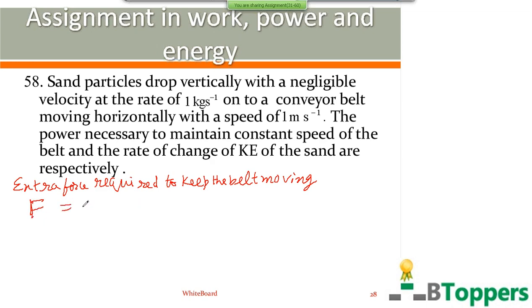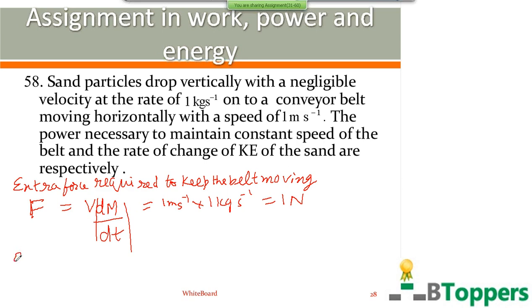from Newton's second law, the rate of change of linear momentum of sand particles. That is equal to v dm by dt. dm by dt gives you the rate at which sand particles are dropping, or v into modulus of dm by dt. v is the magnitude of the velocity of the conveyor belt, and modulus of dm by dt gives you the mass of the sand particles falling onto the conveyor belt per second. That is the rate of increase of mass of sand particles on the conveyor belt. v is 1 meter per second, modulus of dm by dt is 1 kg per second. That will be 1 newton.